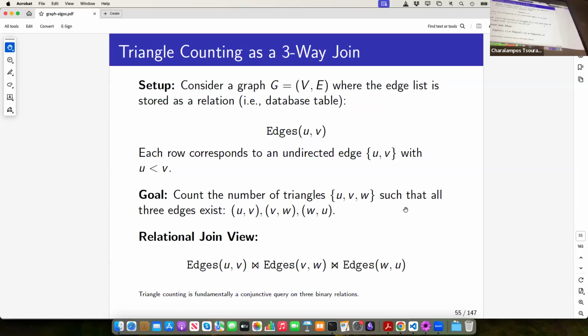So this is exactly what this slide shows. If we think about the edges as a database table with 2 columns, U and V, and for simplicity, let's say each row corresponds to an undirected edge, where U is less than V, we can express the set of triangles in the graph as this 3-way join. So I join the table with itself, and this is the question that one of your colleagues earlier asked me about, that you may have multiple joins. Yeah, you may have, and may be necessary.